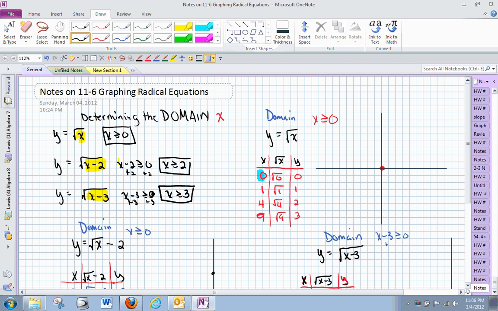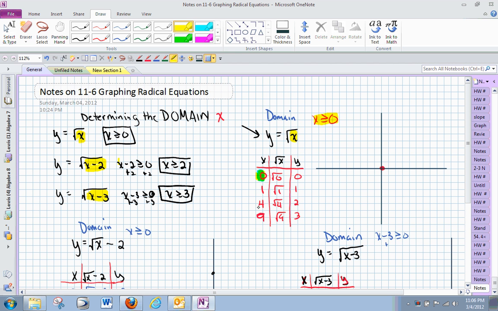So let's graph this first equation. Y equals radical x. You can see I started at 0 because if I look inside the radical, I know that x has to be greater than or equal to 0. So 0 is where I start. I put in a 0. The square root of 0 is 0. Put in a 1. The square root of 1 is 1.